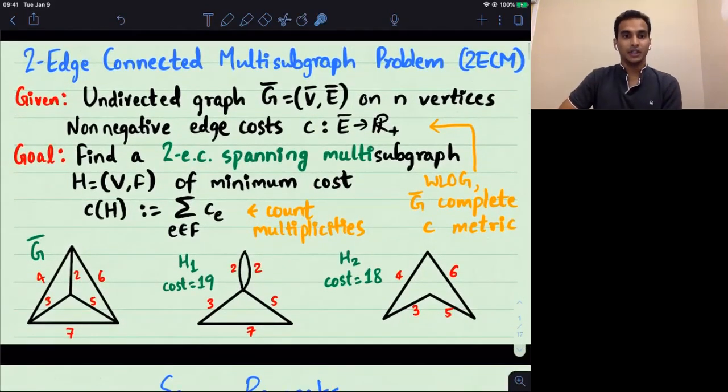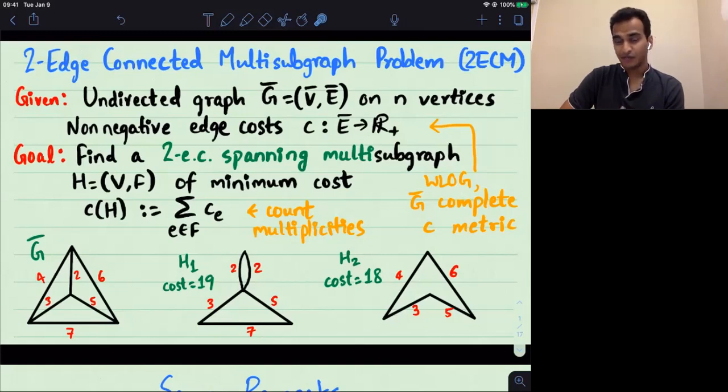Let me start with the two-edge connected multi-subgraph problem, which we call 2ECM. We are given an undirected graph, G bar, on n vertices, and non-negative edge costs C. Our goal is to find a two-edge connected spanning multi-subgraph H of minimum cost. Here, spanning means the subgraph should span all vertices, and multi-subgraph means that we are allowed to use more than one copy of an edge. The cost of H should also account for the multiplicity of the edges taken.